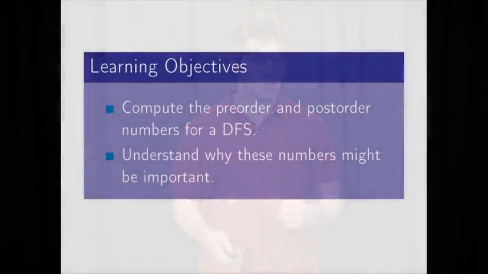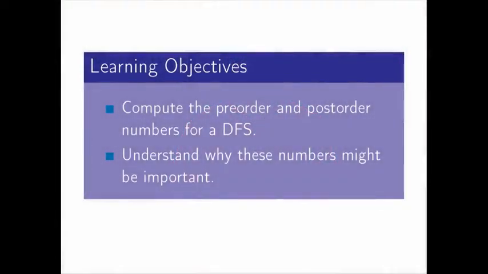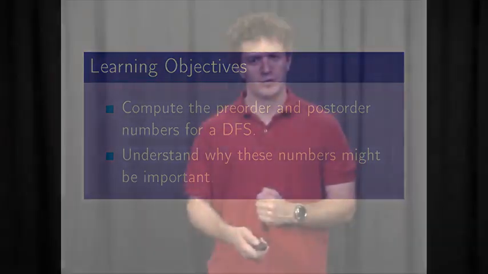Today we're going to talk about previsit and postvisit orderings. These are numbers that you can compute when running a depth-first search that record some information about the order in which you visited vertices. We're going to discuss a little bit about why these numbers might be important, but mostly they will turn out to be very useful in some algorithms we're going to discuss later.